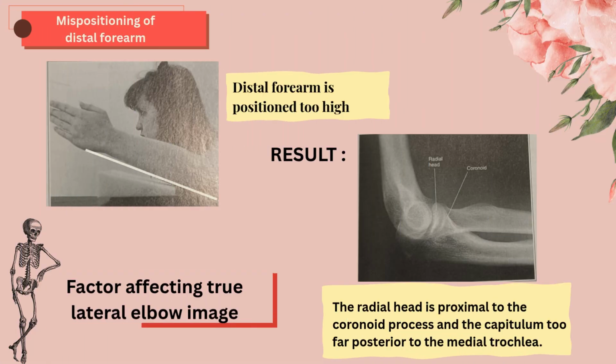Next, the image shows that the distal forearm is elevated too high from the elbow. As a result, the radial head will be proximal to the coronoid process and the capitulum will show too far posterior to the medial trochlea.